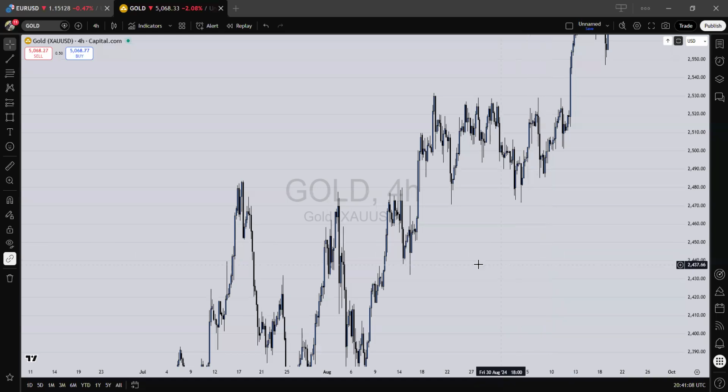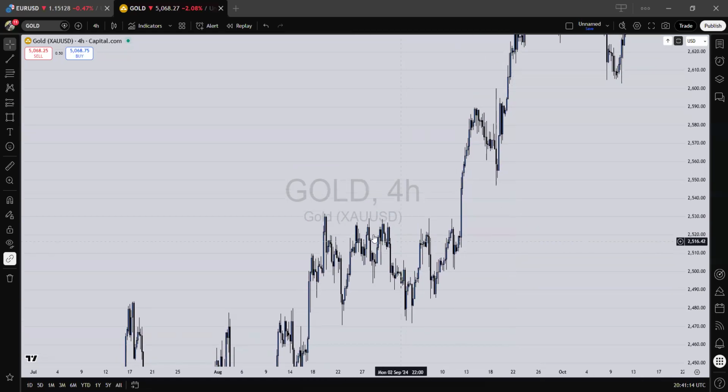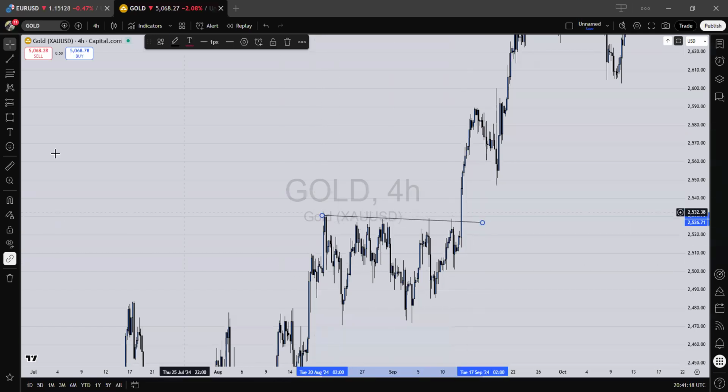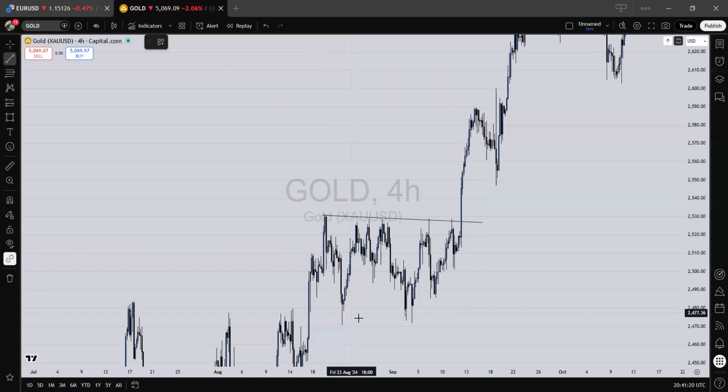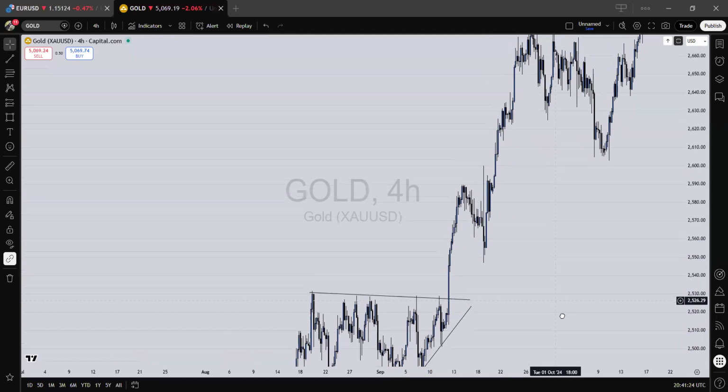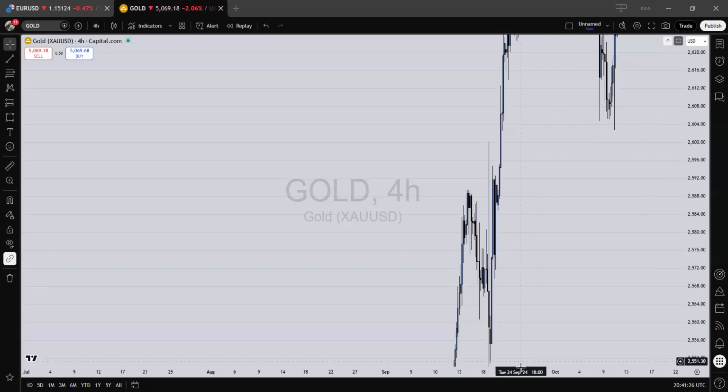So price started retracing from that zone, got here, consolidation and all. So this one is just a normal range. There's nothing psychological about this. This is just normal ranging condition. Market broke out. And when market broke out, what happened next?